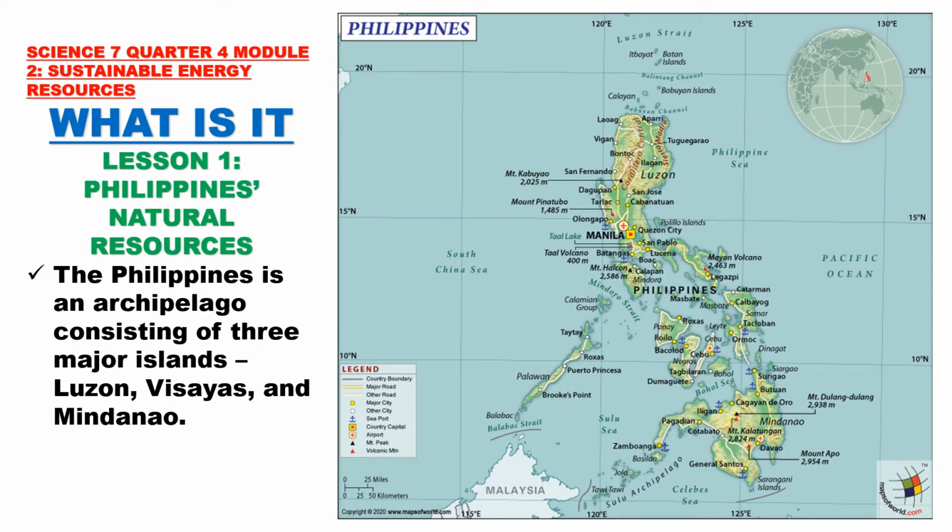The Philippines is an archipelago consisting of three major islands, Luzon, Visayas, and Mindanao. Philippines is an island country of Southeast Asia in the western Pacific Ocean. It is an archipelago consisting of some 7,100 islands and islets lying about 800 kilometers off the coast of Vietnam. Luzon is the largest island. The second largest island of the Philippines is Mindanao in the southeast.